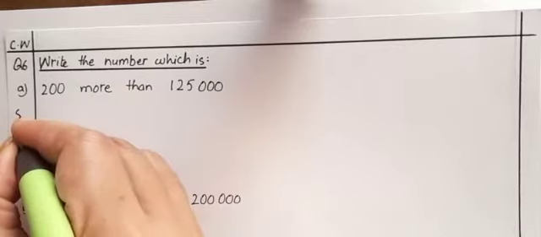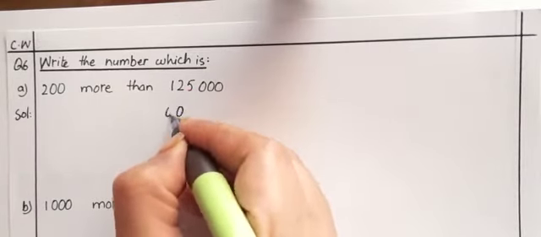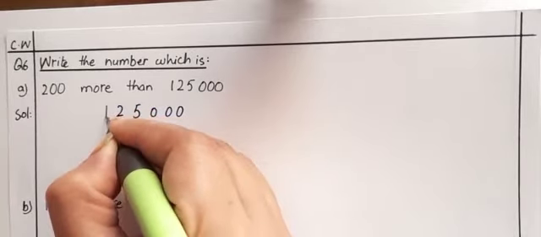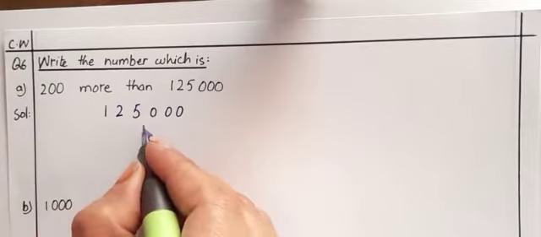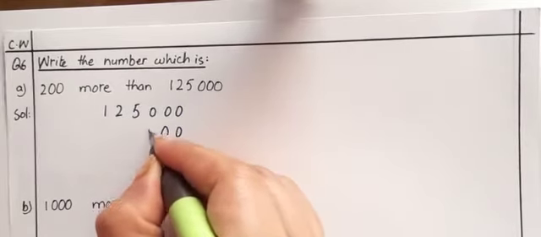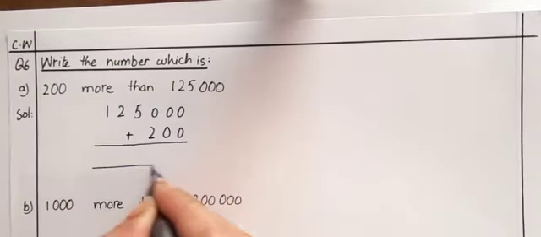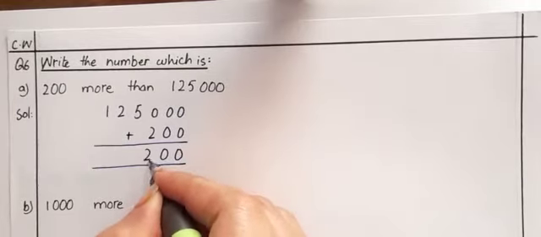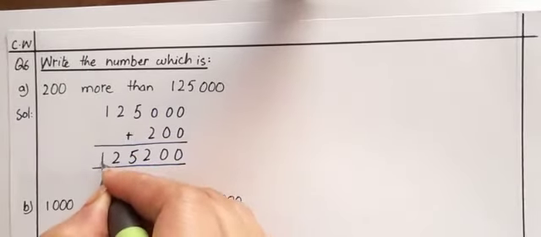So let's write our solution. I will write SOL. First the biggest digit, 125,000. Okay, and here you can see I have written it with spacing. Now 200. Can I write 2 from here? No, our rule is we have to start from right hand side. So 0, 0 and 2. Now we will give addition sign and then we will add. 0 plus 0 is 0, 0 plus 2 is 2, 5 plus nothing is 5, 2 as it is, 1 as it is.